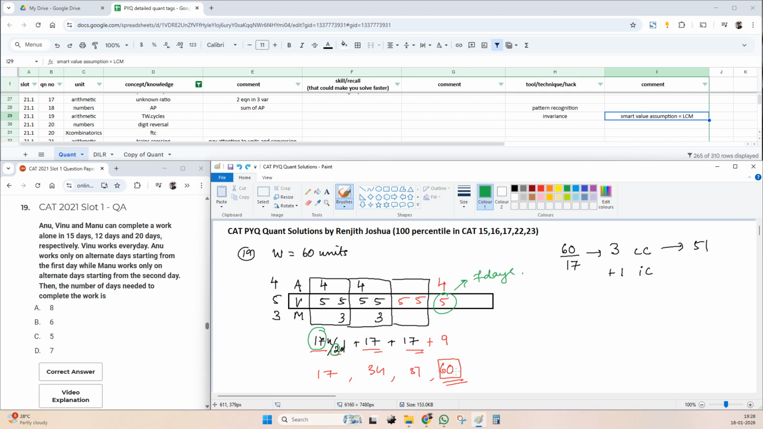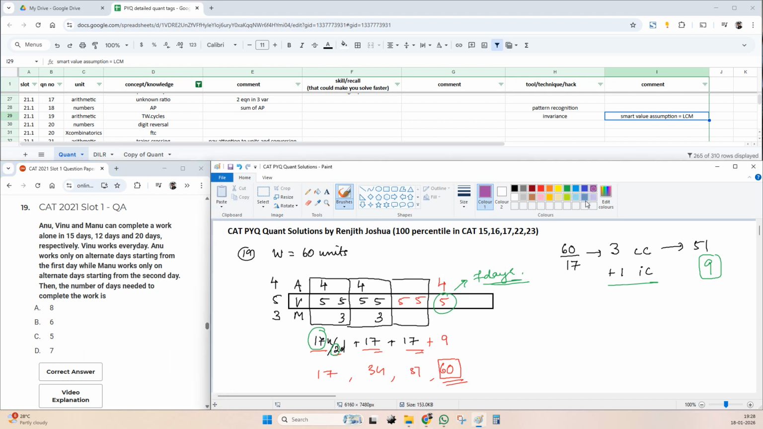So yeah, what do you find for a complete cycle? Extrapolate over however many complete cycles will fit into this 60, which can be found by doing 60 by 17 and taking the integer part. Whatever is left is done in the last incomplete cycle, which you'll have to analyze on a day by day or hour by hour basis, depending on how the question is given to you, and then use that to find the total number of days, which in this case is 7 days. So that's the standard approach.